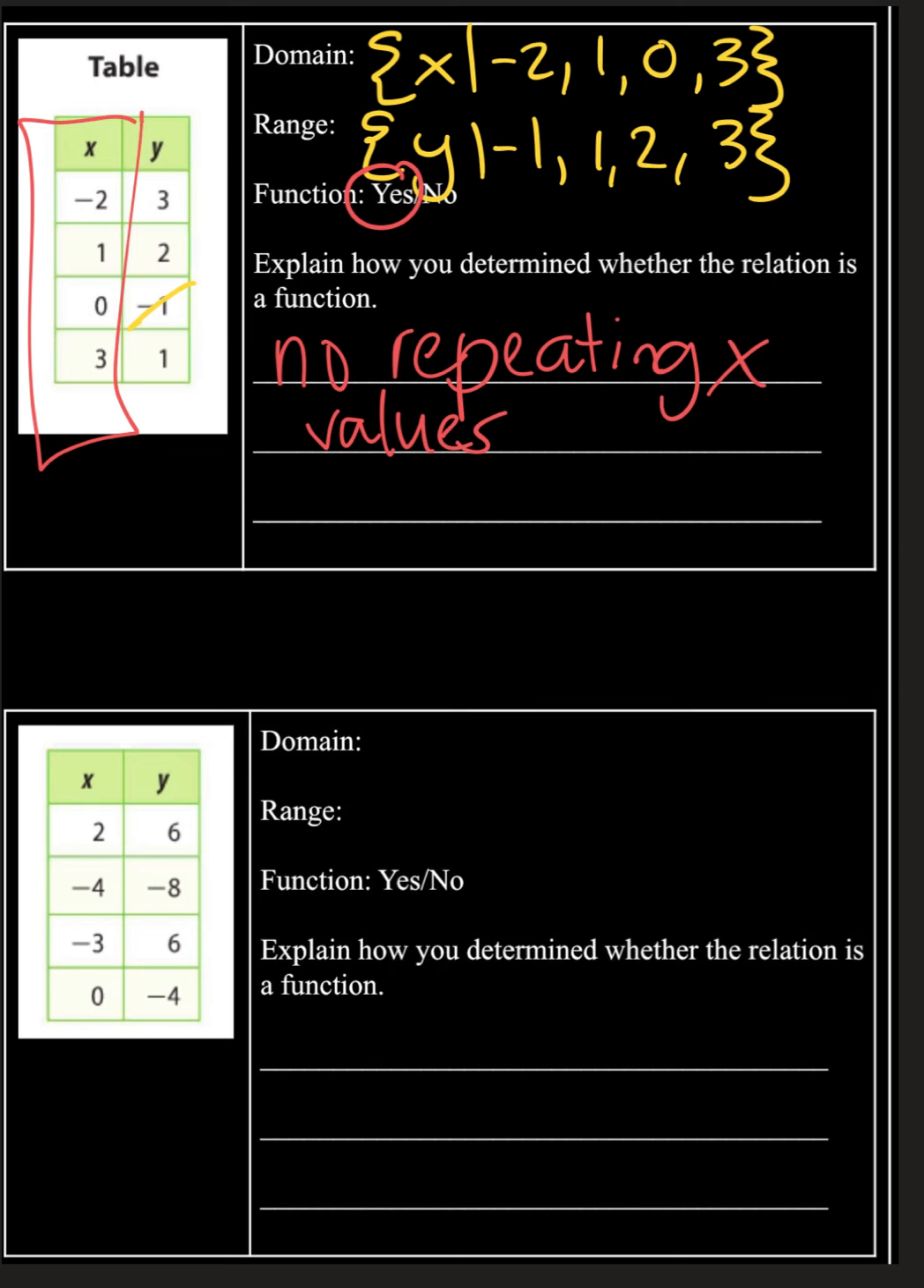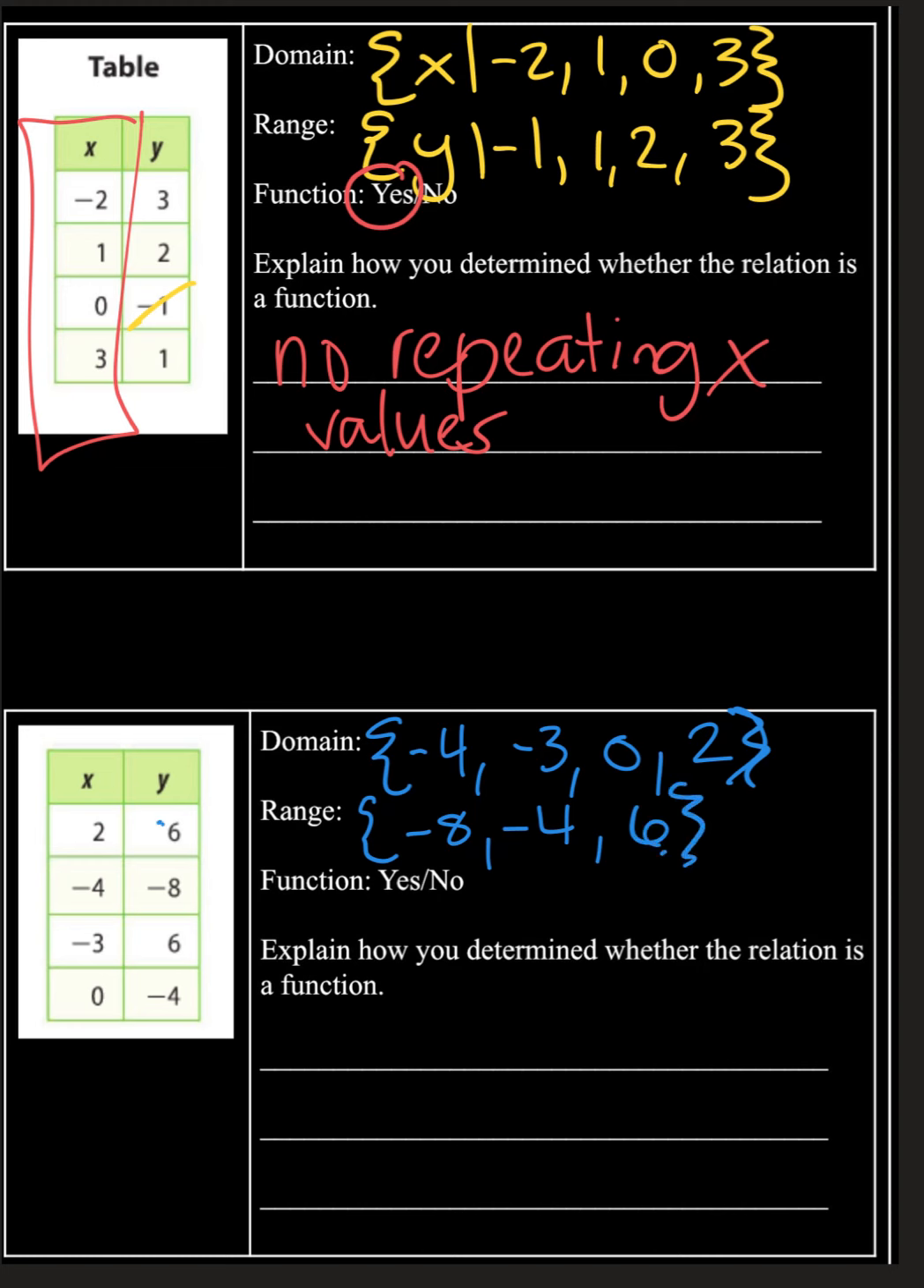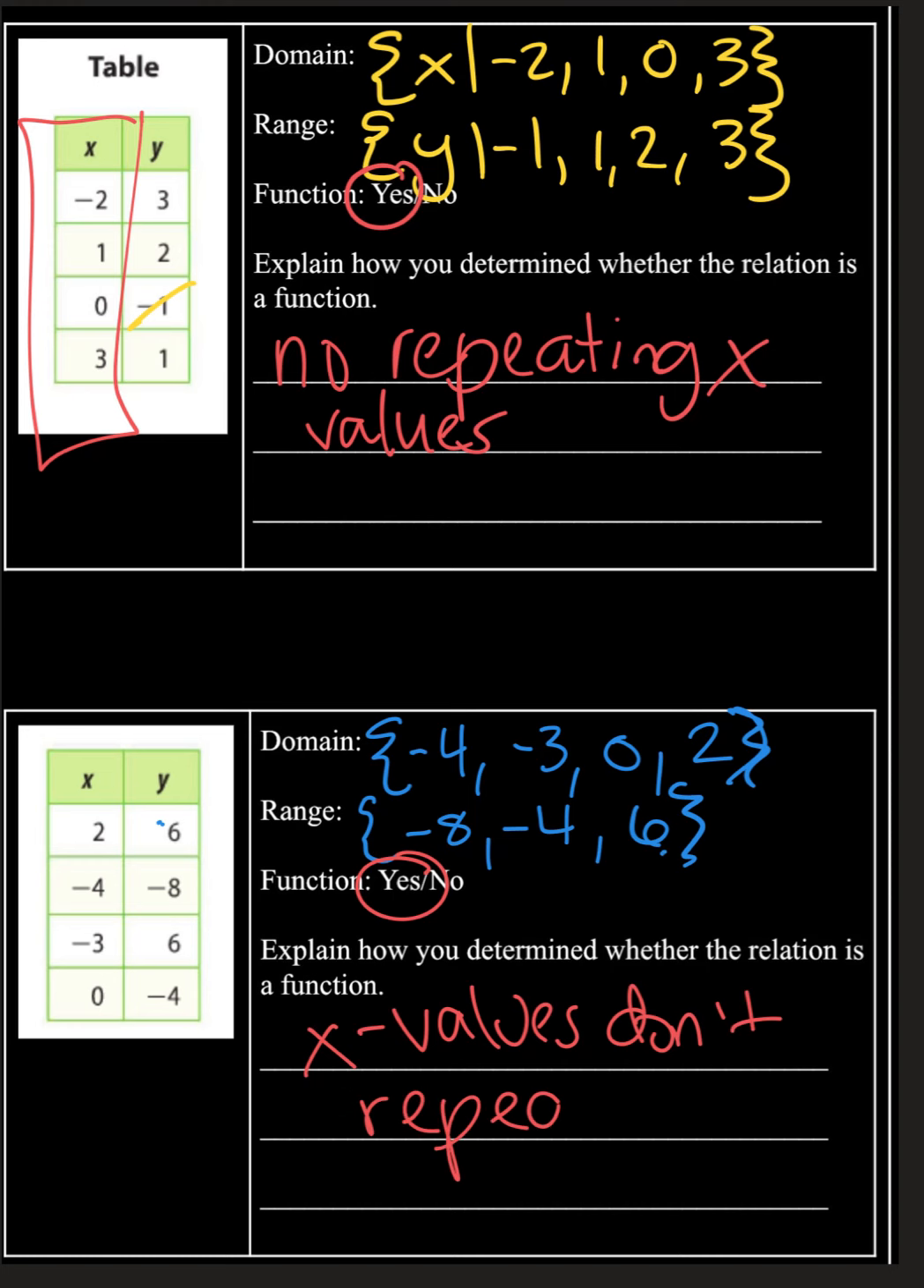All right, so this next one here, we're going to look at again. Domain. I need to put these in order. -4, -3, 0, 2. And then my range is going to be -8, -4, and 6. Now in this case, I do have a repeating 6, right? I have more than one 6 in my y values. But it is still a function because my x values don't repeat.